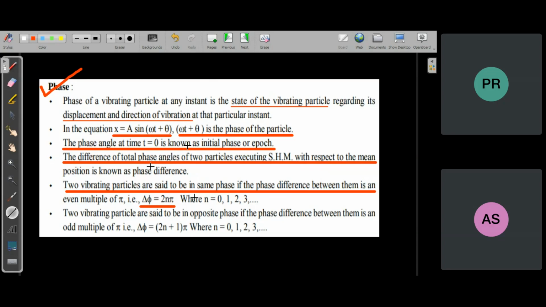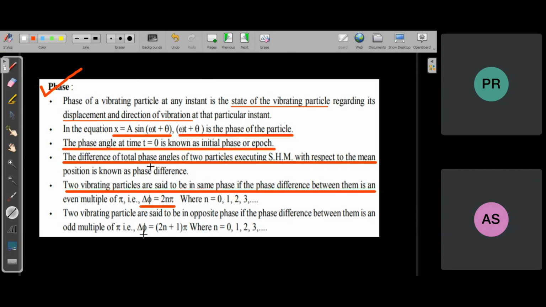And why will they be same? Because sine is a periodic function and it is periodic with 2n pi. So if you increase the angle by 2n pi, where n is an integer, again you will get the same value of sine.